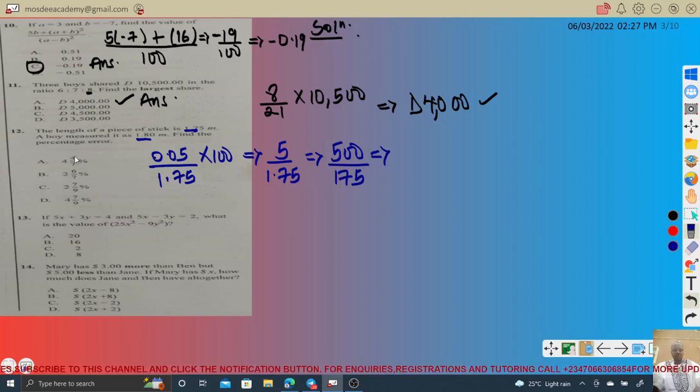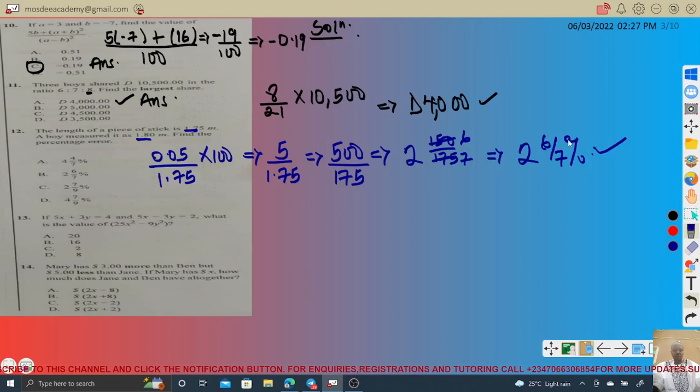Just use your calculator, because the answer is a mixed fraction. 175 times 2 is 350. 350 minus 500 is 150 over 175, which I can simplify: 25 can go in 150 6 times, and 25 can go in 175 7 times. So I'm having 6/7%. I don't have a calculator, so I have to do it the way I have. What I have should be okay for me. And some of you are also going to sit the post-UTME. You've done the UTME, so you can also learn this stuff.